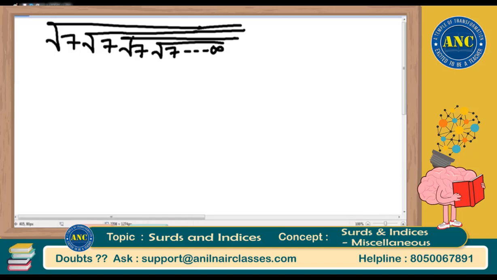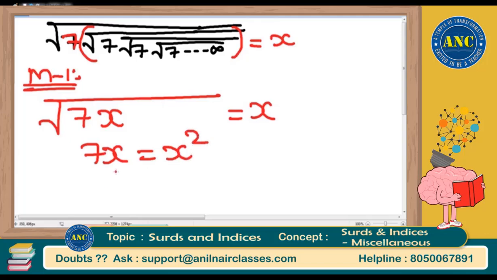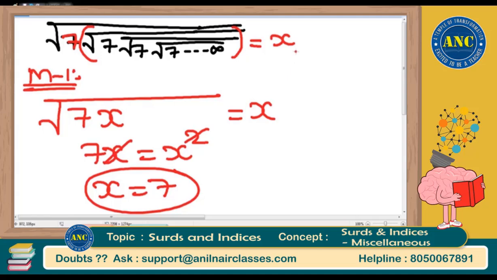Now listen carefully, sir. This is my method 1. I will call it as x. Method 1 says that square root of 7, I kept the first term as it is. This entire thing is nothing but my question. I will replace it with x. Squaring both sides, 7x is equal to x square. x will cancel. x is equal to 7. And that x is nothing but what I called it for my question. That is my method 1.